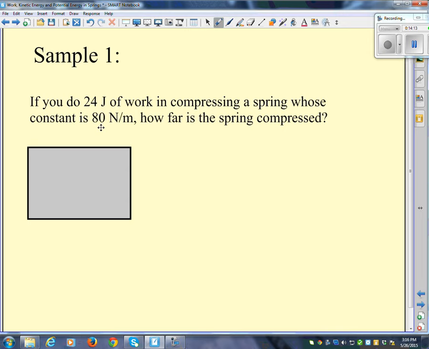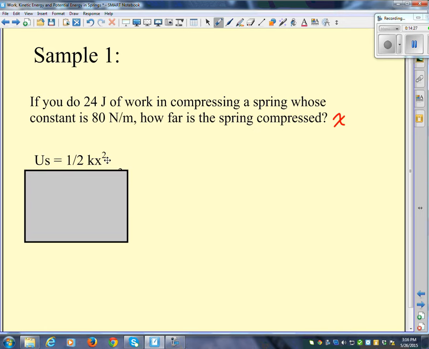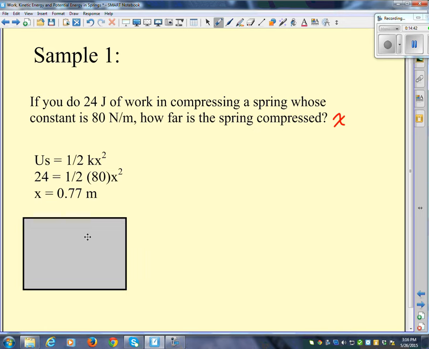If you do 24 joules of work in compressing a spring whose constant is 80 newtons per meter, how far is the spring compressed? What am I solving for here? Solving for x, right? Us is 1/2 kx squared. What's the 24? That's the Us. The k is 80. Solve for x, right?